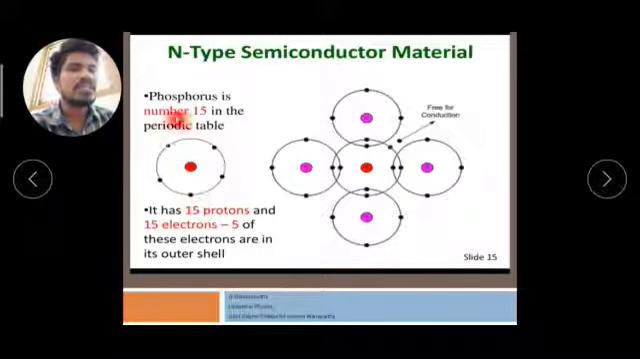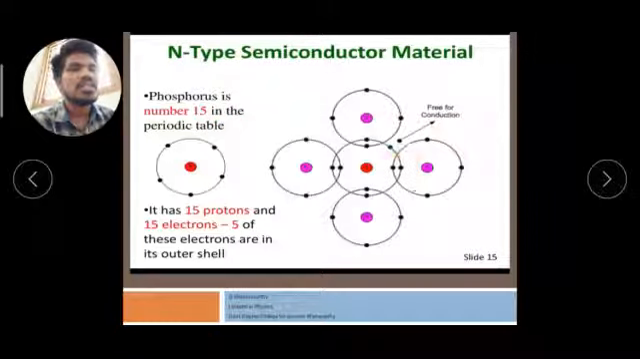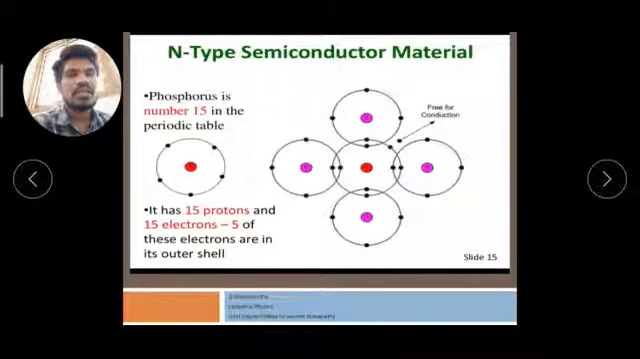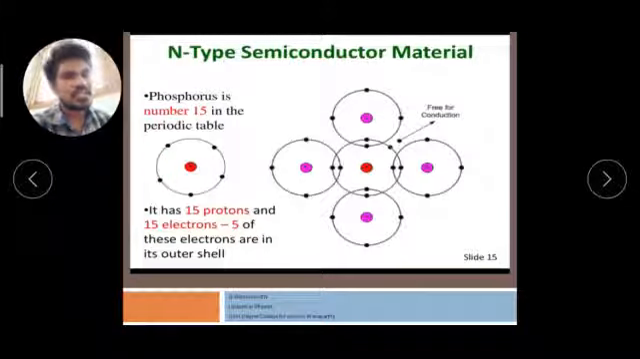It consists of 5 electrons in the outermost orbital. Now we will add this phosphorus into silicon. Out of 5 valence electrons of phosphorus, 4 electrons are making bonds with the outermost electrons of the silicon, and another electron is free from the phosphorus atom.